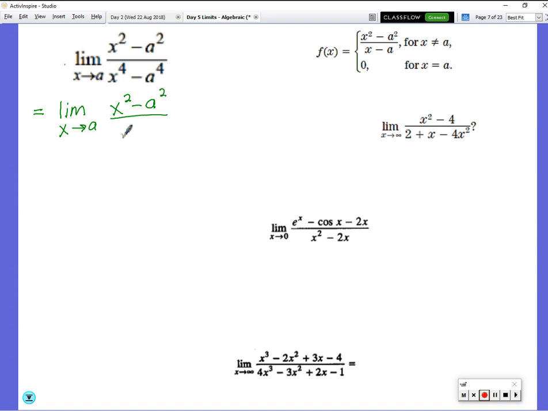Mathematicians are really in love with syllables. Top, bottom, numerator, denominator. Another dumb joke.